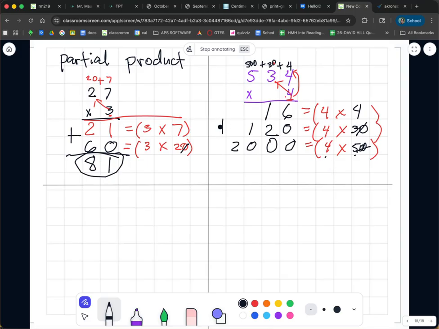We're going to add our partial products: 16, 120, 2000. This is our partial products. We're going to add them to get the final product. So when you're adding, you always start on the right side in your ones place. So 6 plus 0 plus 0 is 6. 1 plus 2 plus 0 is 3. 1 plus 0 is 1. And then we have the 2 right here. And that's it. This will be your final product.